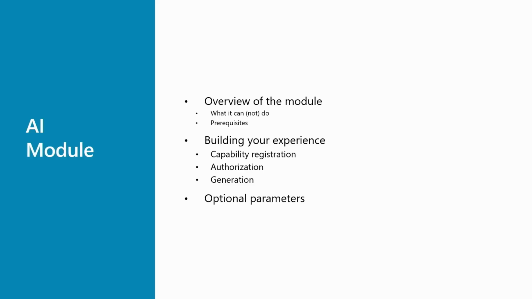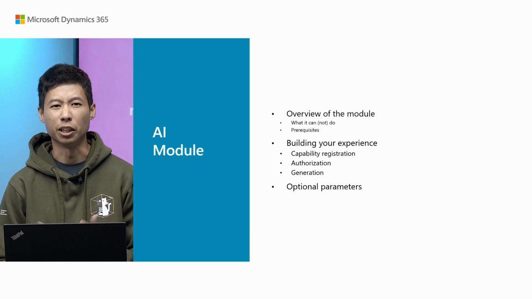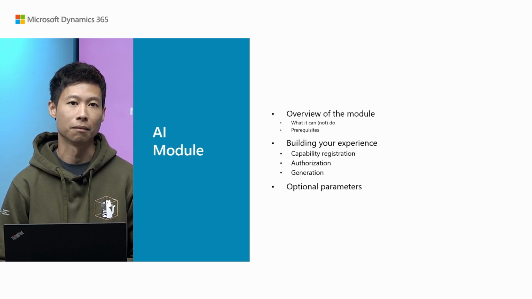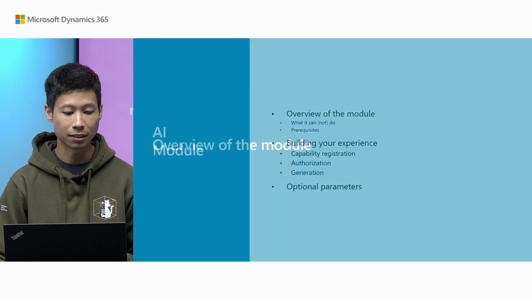And now I'll pass it over to Derek to tell you about the AL module that will allow you to do this Copilot generation yourself. Thanks, Cody, for showing us how to build the prompt dialog. Next up, I'll be showing you how to build using the AI module, or the nitty-gritty bits underneath that prompt dialog. So what I'll go through is the overview of the module, building your experience with it, and talking a little bit about the optional parameters that you can call with the module, the models. So let's get into it.